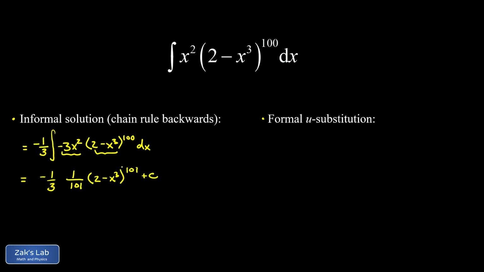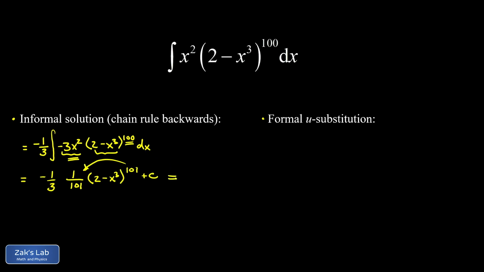So when I think about differentiating this, a 101 would come down in front and cancel the 1 over 101. We'd subtract 1 from the exponent and end up with 100 for our exponent. And then the chain rule would say, well, now you have to tack on the derivative of the interior function, which is negative 3x squared. And that's right there next to the 2 minus x cubed to the 100th. And so we can see that we've guessed the correct antiderivative.